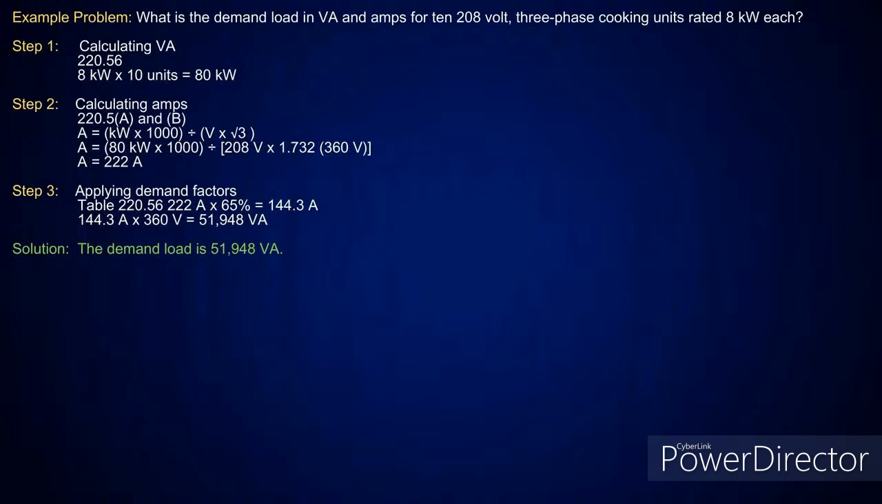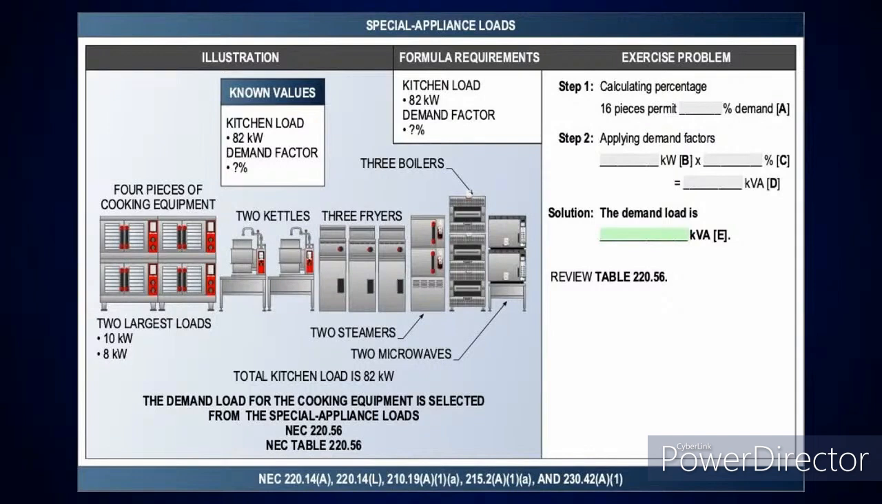Then just come down and look at your table 220.56. I had 6 or more units. It says I can take it at 65%. That gives me 144.3 amps, and just multiply it back by 360 volts, and that'll give you a total demand load of 51,948 VA.